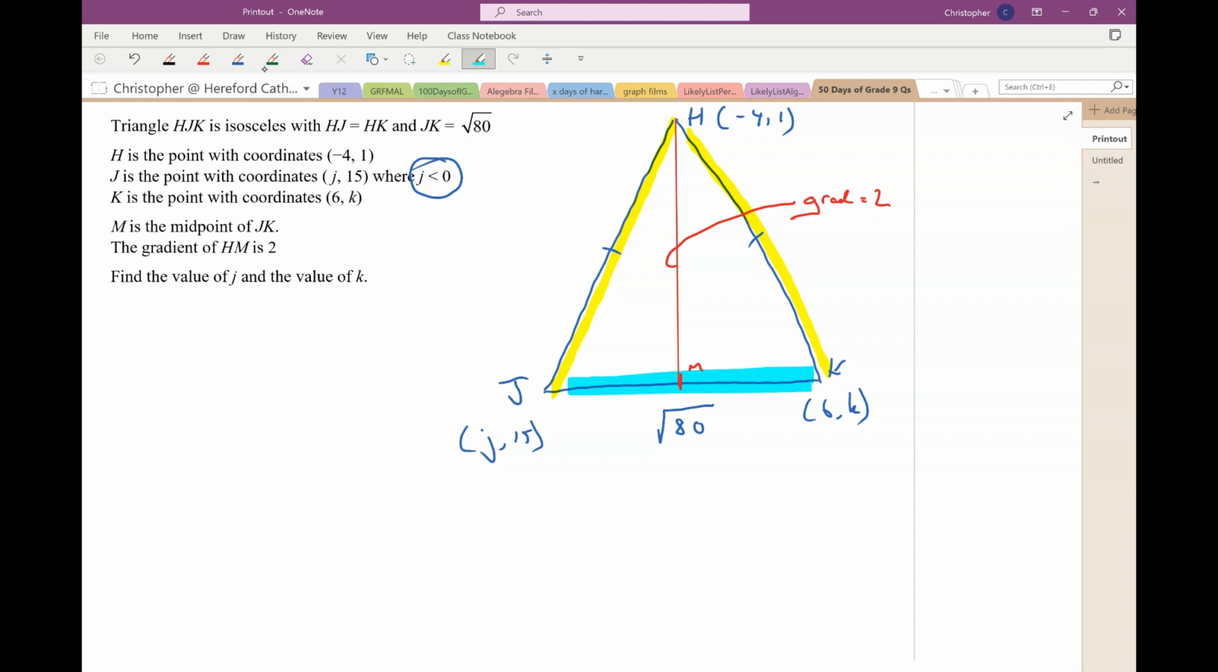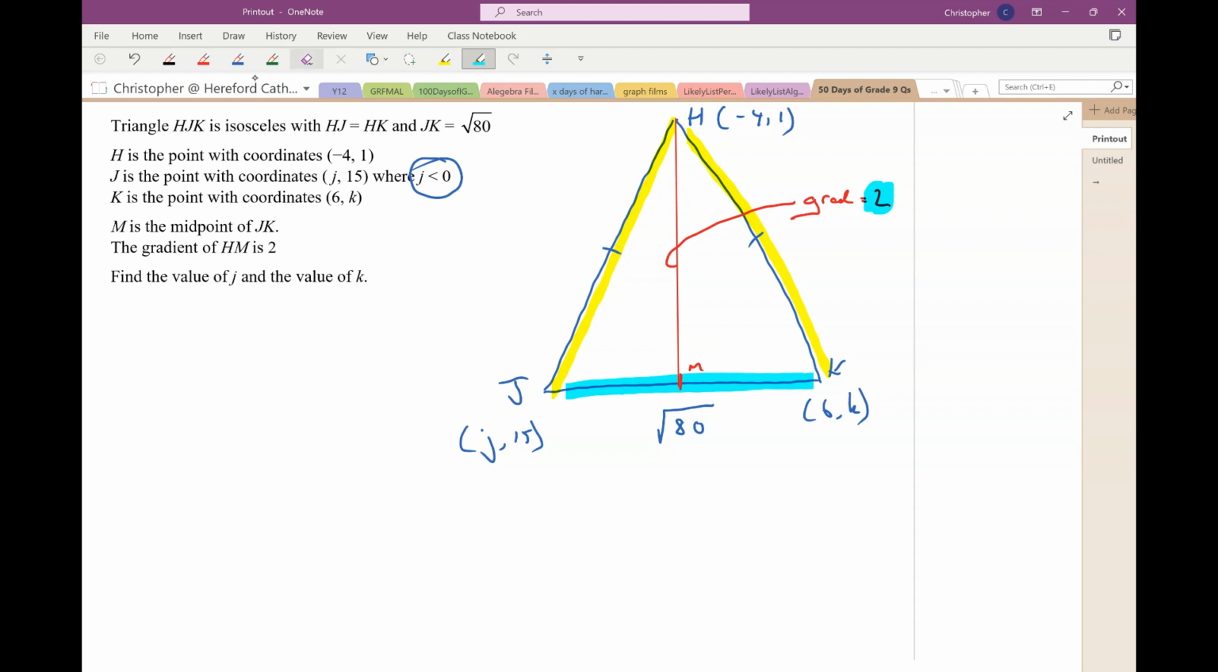And I've also got the fact that the gradient of this line from J to K is the negative reciprocal of that. So the gradient of that line must be minus a half. So I've got 3 pieces of information. In fact, I probably only need 2 pieces of information to write 2 equations to find J and K.